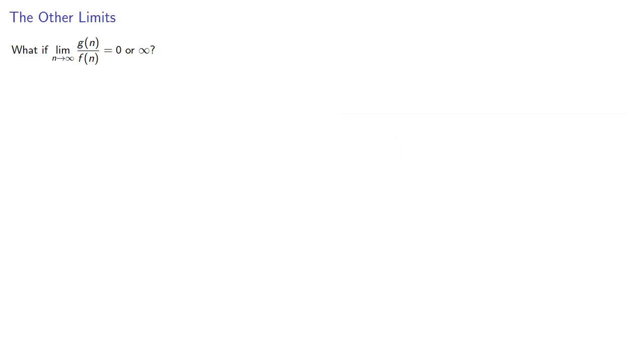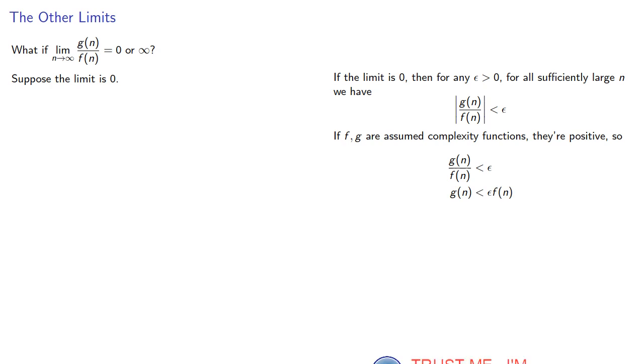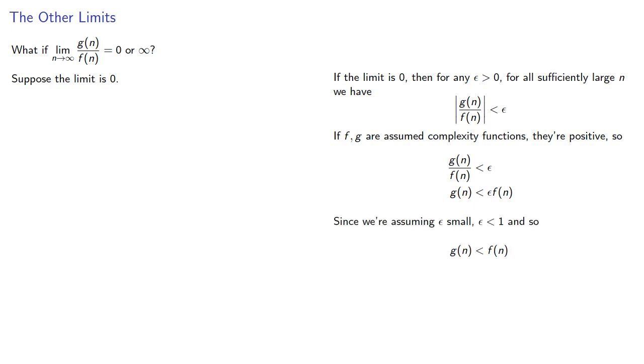What if our quotient is 0 or infinity? Suppose the limit is 0. Then for any epsilon greater than 0, for all sufficiently large n, we have the quotient smaller than epsilon. And again, if we're assuming that f and g are complexity functions, they're positive, so we don't need the absolute value, and we can multiply across without changing the direction of the inequalities. Since we're assuming epsilon is small, it's going to be less than 1, and so g of n is less than f of n, so g of n is big O of f of n.